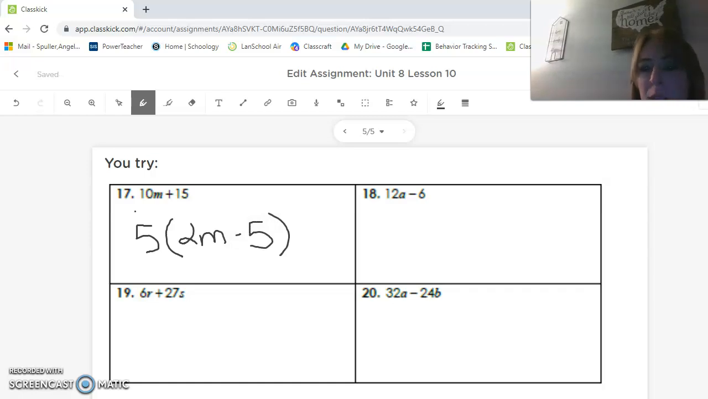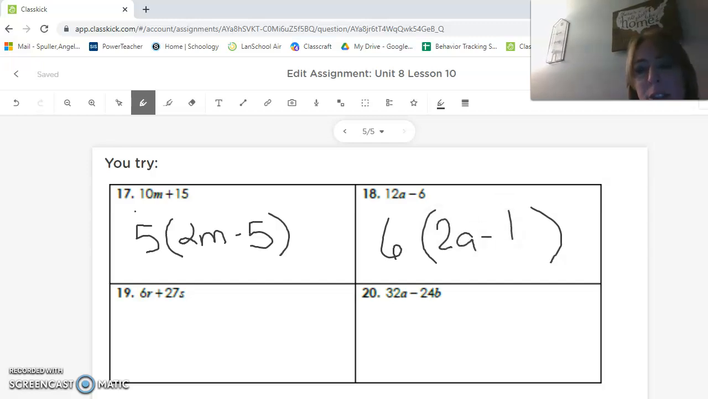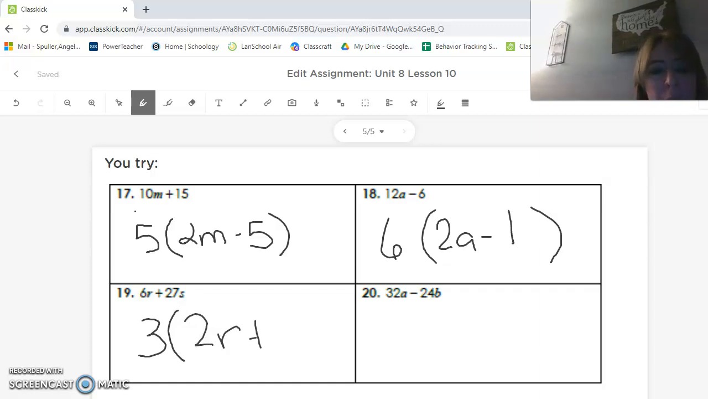Great job. I can divide both of these on number 18 by 6. So I'm going to put my parentheses there. 6 goes into 12a 2 times, so 2a. 6 goes into 6 just once. Okay, I can't divide 27 by 6, but I can divide both of them by 3. 6r divided by 3 is 2r, plus 3 goes into 27 9 times, so 9s.